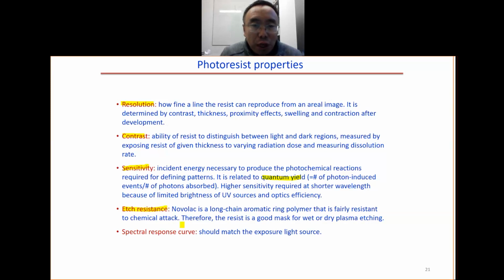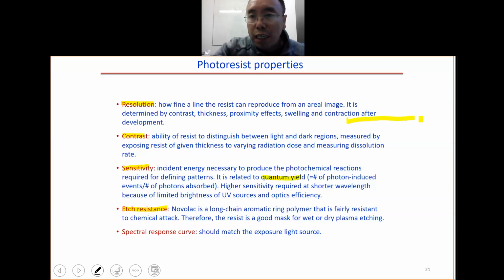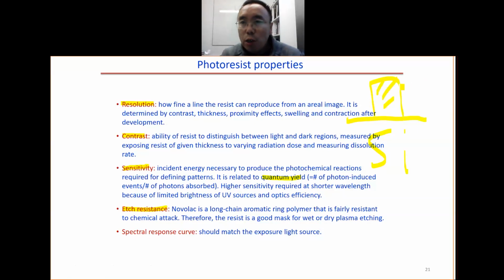Then the etch resistance, because usually we use the resist as the etching mask. For example, if you want to etch into the silicon with the resist as an etching mask, you want the etching rate for the silicon to be very fast and the etching rate for the resist to be very slow. That means the resist should be very resistant to the etching process. This is why it is called a resist.